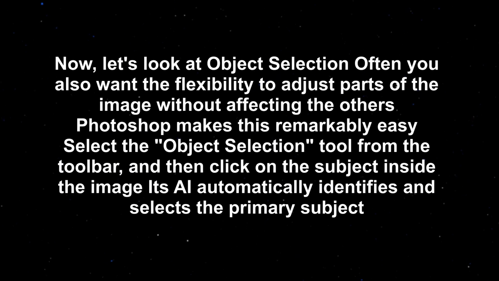Now, let's look at object selection. Often you also want the flexibility to adjust parts of the image without affecting the others. Photoshop makes this remarkably easy. Select the Object Selection tool from the toolbar, and then click on the subject inside the image. AI automatically identifies and selects the primary subject.